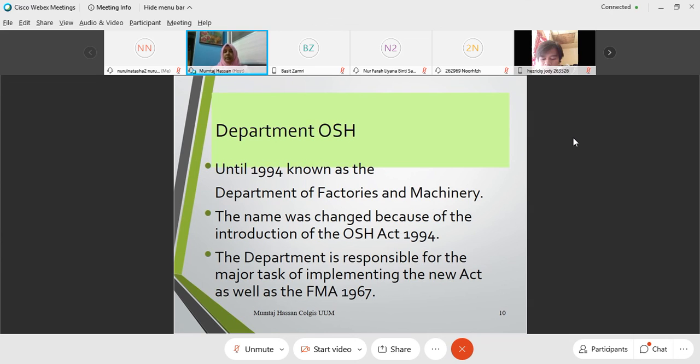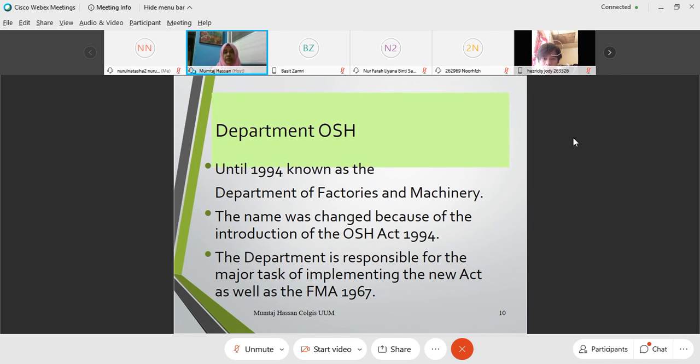Okay, so if you have a factory that wants to use any machine, you must go to this department. If you want to open any business that uses machines, you also have to get approval from this department. So this department deals with OSHA and also the Factory and Machinery Act. We will not be learning all these acts in detail, so when you have time, you just go through them.